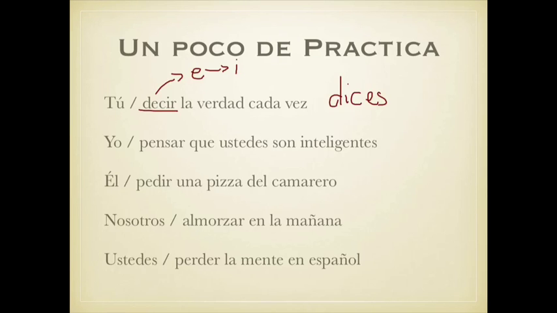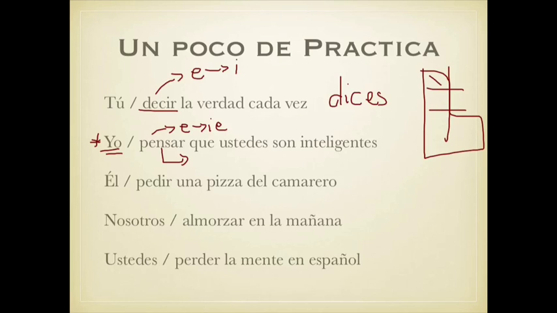Now, yo pensar que ustedes son inteligentes. And so we would say this. That E, we know from our last list, goes from an E to an IE. Because it's in the yo form, it falls within the boot. So to help us remember, we can draw this little chart over here, and we draw the boot. So therefore, it's going to be pienso que ustedes son inteligentes.